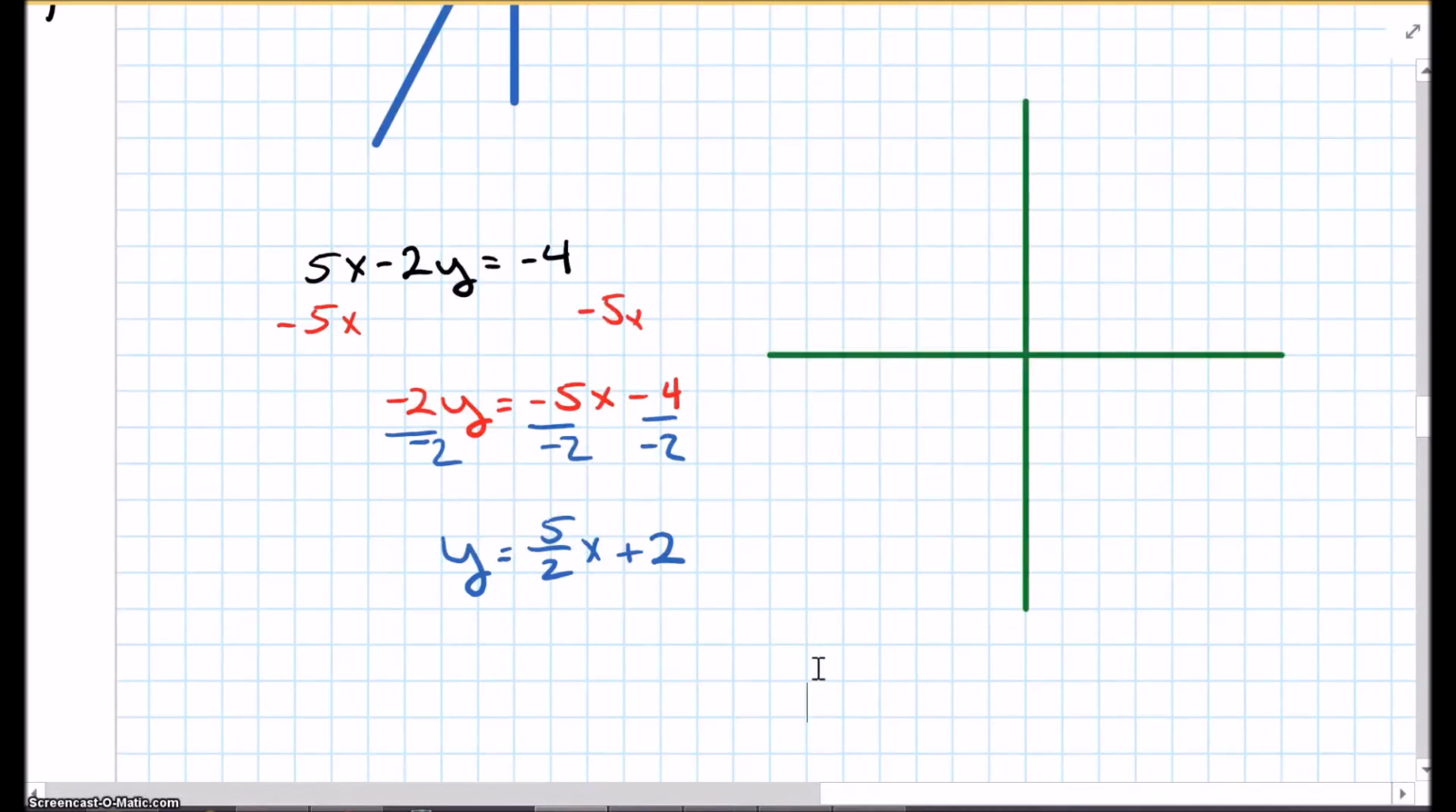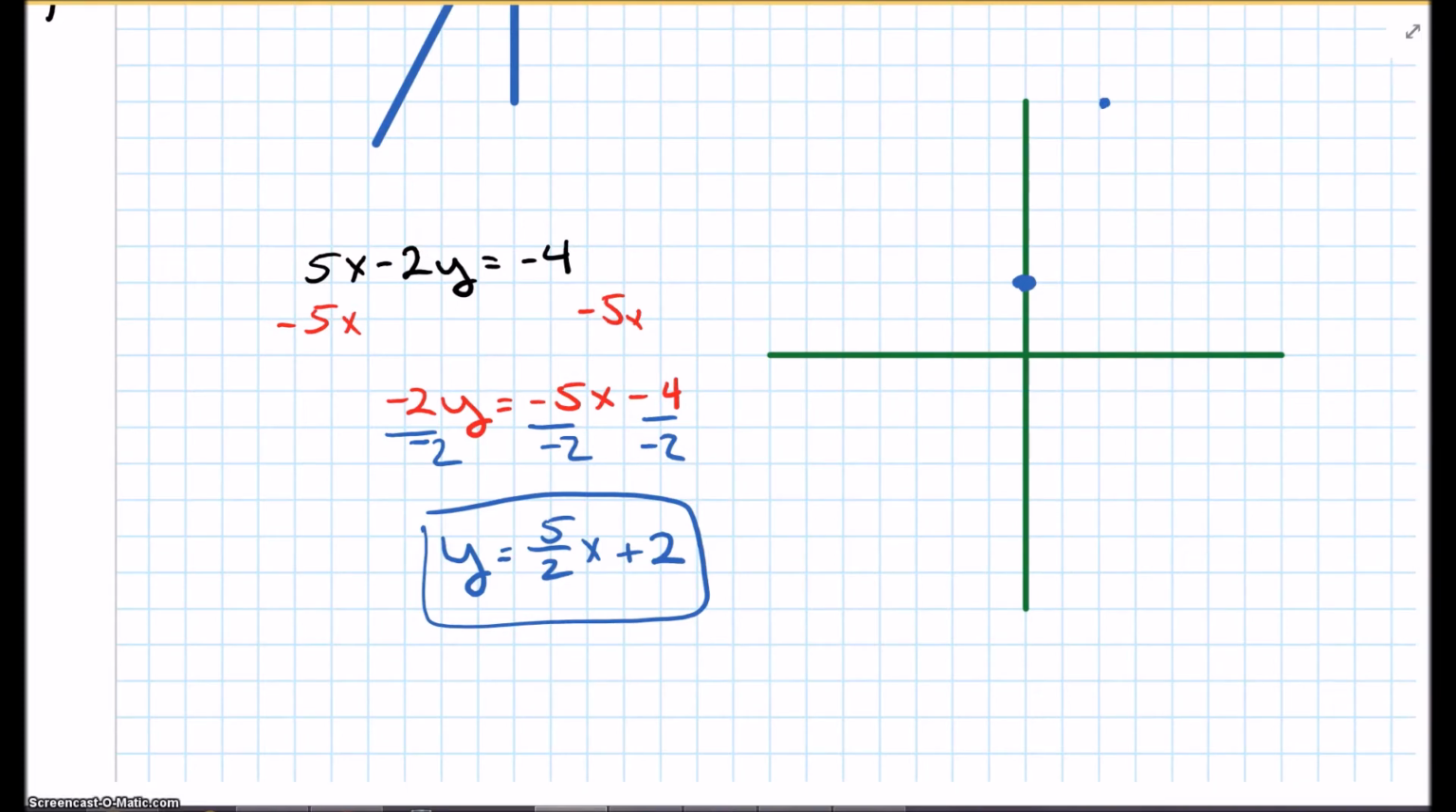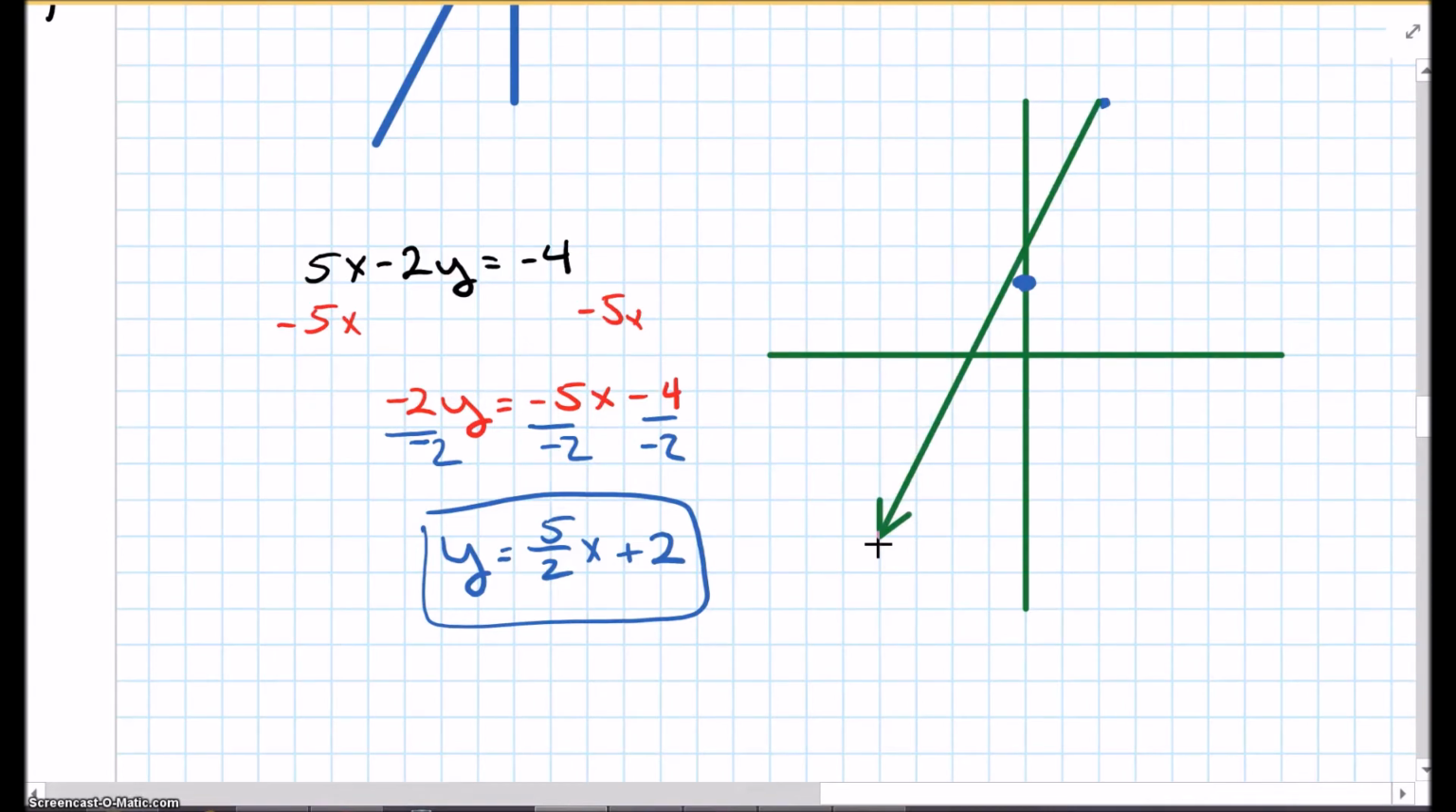Okay, so here we go. I got y equals 5 over 2x plus 2. So we know the y-intercept is positive 2, and the rise is 5, and the run is 2. So that's all the points we need. So we'll go graph it. There you go. There's your equation, y equals 5 halves x plus 2. It's a positive slope, and the y-intercept is 2.